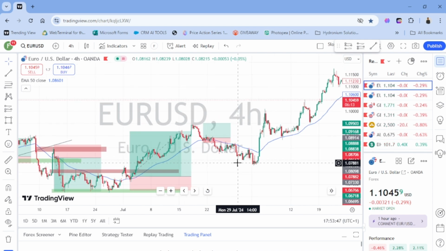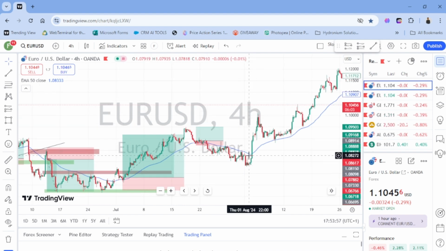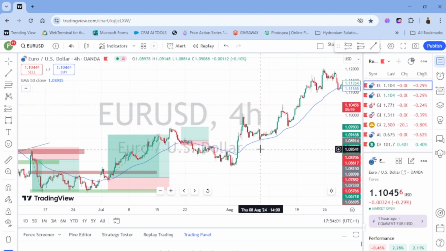Continuation to the upside. Now, this market is telling us to sell, but we don't want to just blindly take a sell, because we really want to take a trade in alignment with the main trend. So what are we looking at here, guys? The market now is above the moving average. We now look for an entry above the moving average.